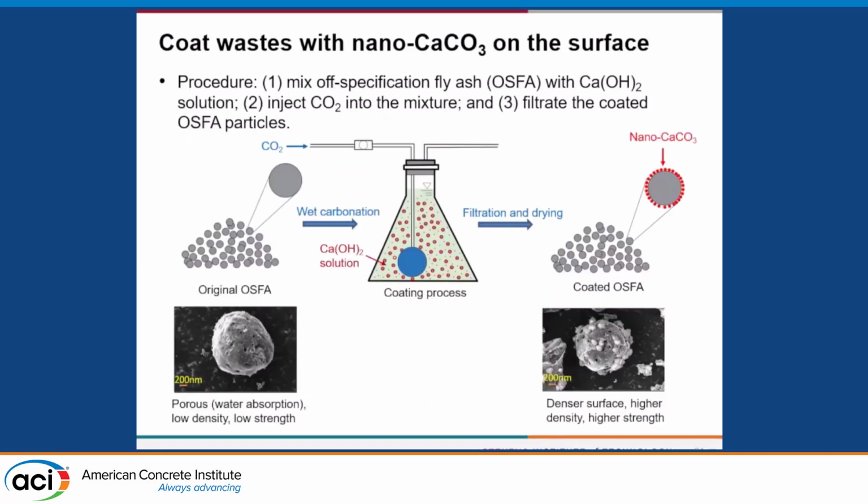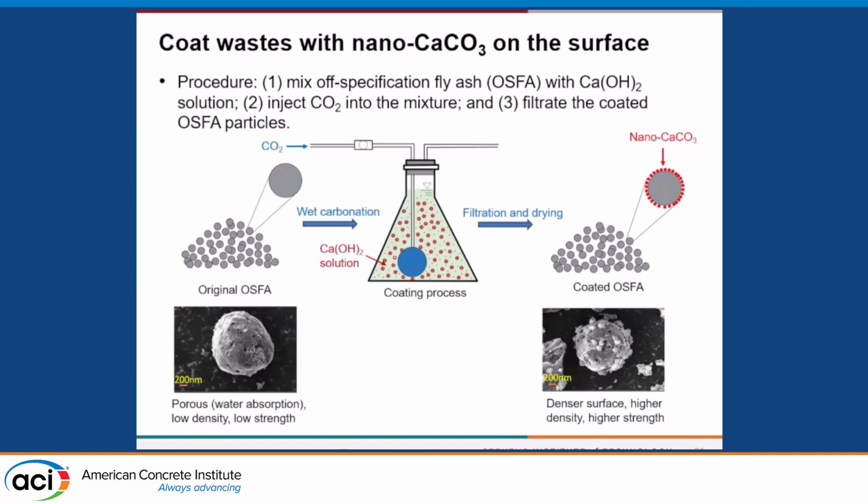We can also use these injection methods to treat solid wastes, by which I mean porous solid wastes. Here I show the example of OPS specification fly ash, or OSFA for short. This material is rarely landfilled, and we wanted to improve the properties of the solid waste for upcycling. So the same way, we inject CO2 into the suspension, which has calcium hydroxide as well as the OSFA particles. With time, we find that nano-calcium carbonate precipitates on the surface of the OSFA, as it has a very high surface area, strengthening the surface of the solid waste. With time, this coating gets thicker.